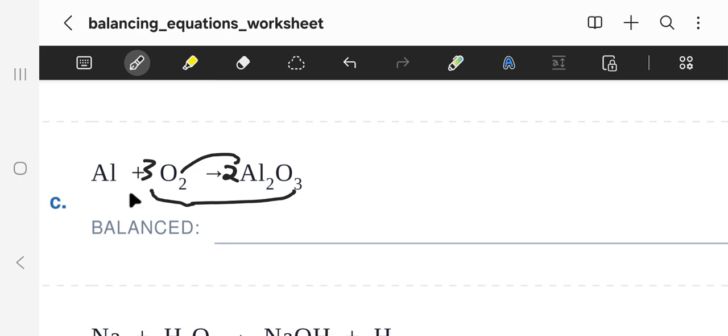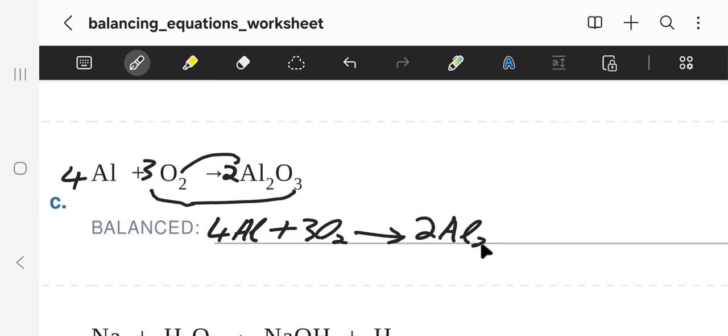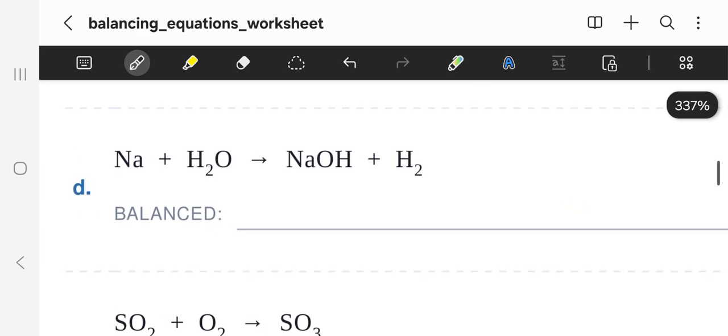Now the oxygens are balanced, but the aluminums are not. How many aluminums do I have on the left? On the right I have 2 times 2, it's 4 aluminums, but on the left I have 1. So I have to add 4 here. So now I'm gonna have 4 aluminums plus 3 O2, and this will give me 2Al2O3. The equation will now be balanced. Okay, let's move on to D.